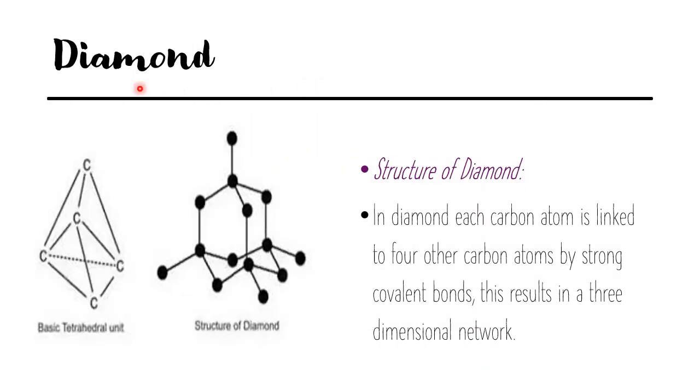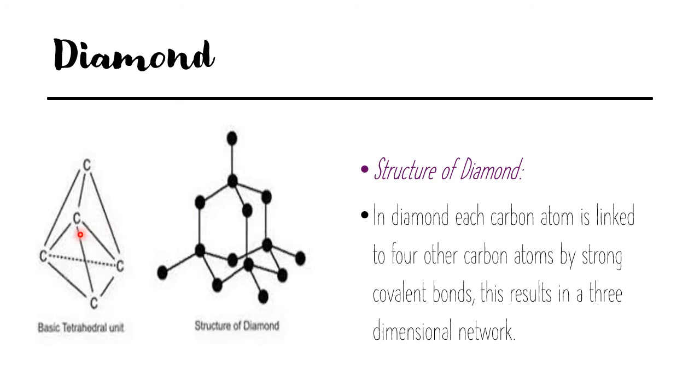Now, let us discuss the first crystalline form of carbon, that is diamond. Structure of diamond. In the structure of diamond, you can see that each carbon atom, if you take the central carbon atom, it is bonded with four other carbon atoms by carbon-carbon strong covalent bonds. And this structure results in a three-dimensional network. As each carbon atom is bonding with other carbon atoms, here it is a strong bond. Diamond is one of the hardest known substances.